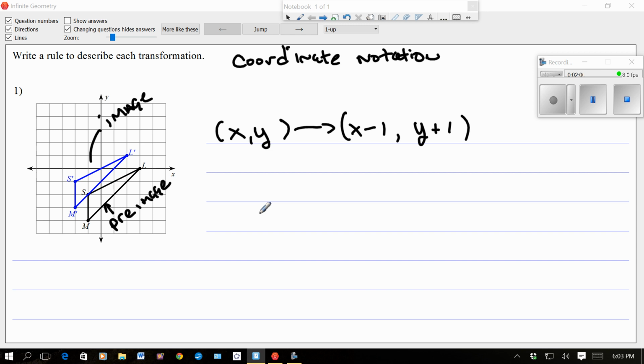And here we are in coordinate notation. That's all I have to do. Nothing else. So this is really easy. You're just making a rule for what happened.